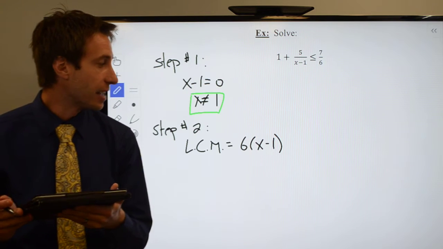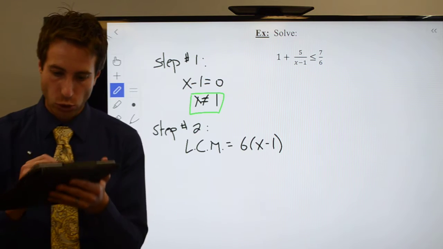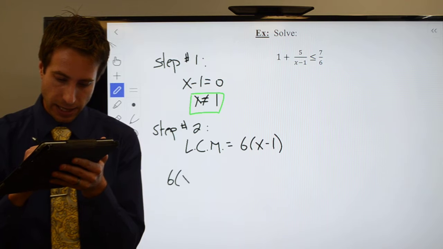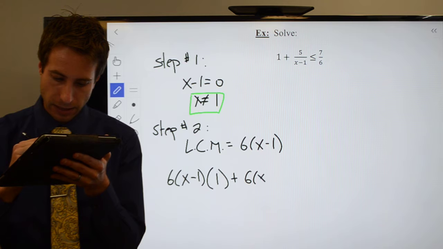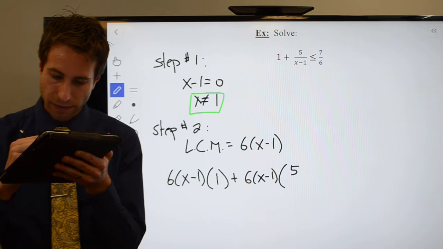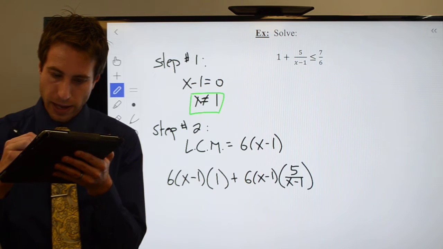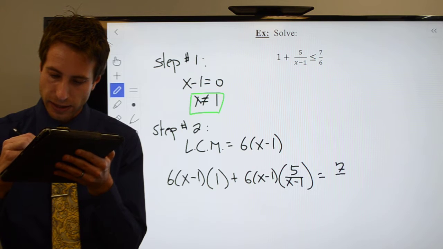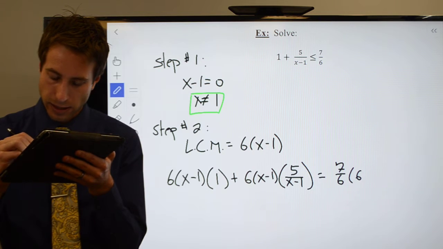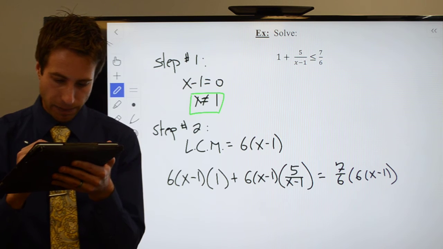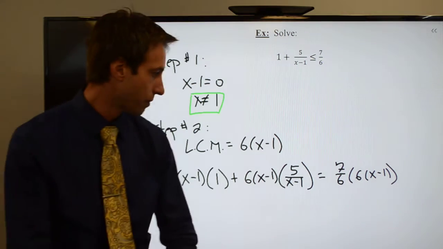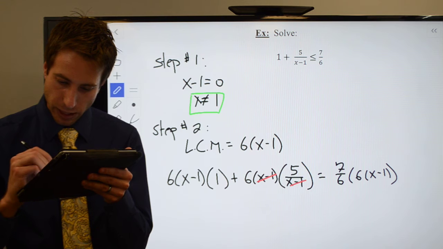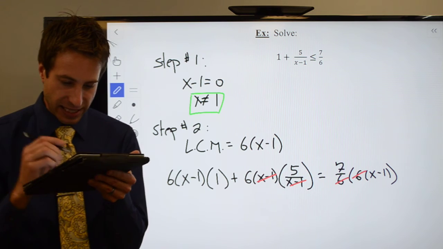And let's go ahead and solve the related rational equation. So I'm going to have 6 times x minus 1 multiplied by 1, plus 6 times x minus 1 multiplied by 5 over x minus 1, is equal to 6 times 6 times x minus 1. And let's see what happens here. Nothing cancels there, but 1 times anything is itself. The x minus 1's cancel here. 6's cancel here. Fantastic, here we go.